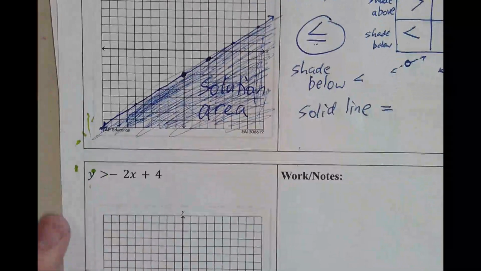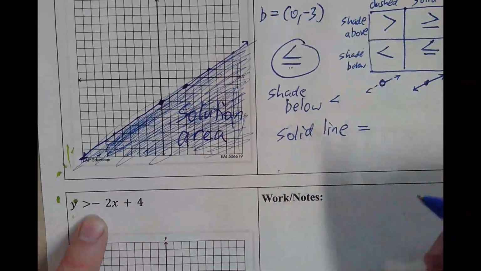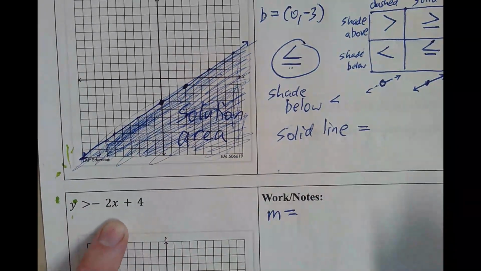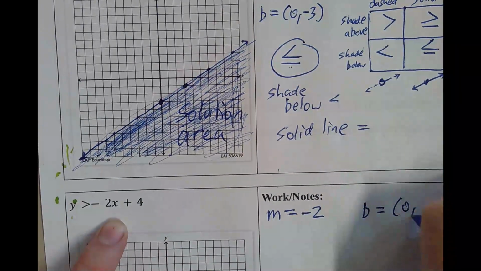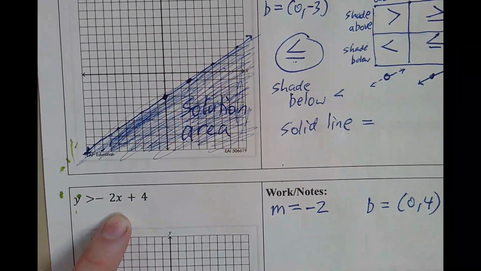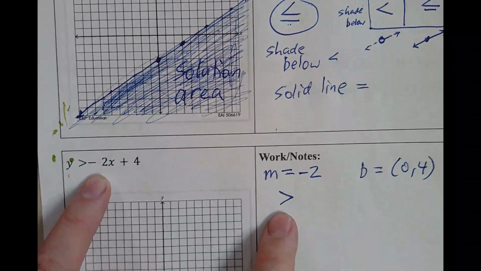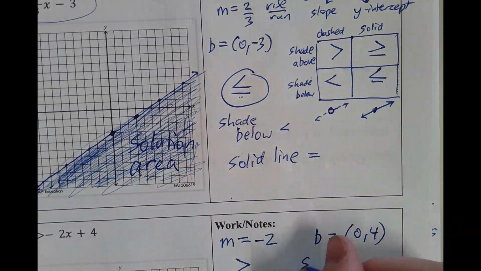All right, next one. Y is greater than negative 2x plus 4. So I'm going to write down the notes. Our slope is negative 2. Our y-intercept is 0, 4. Since it's this symbol, greater than, I have to have shading below.